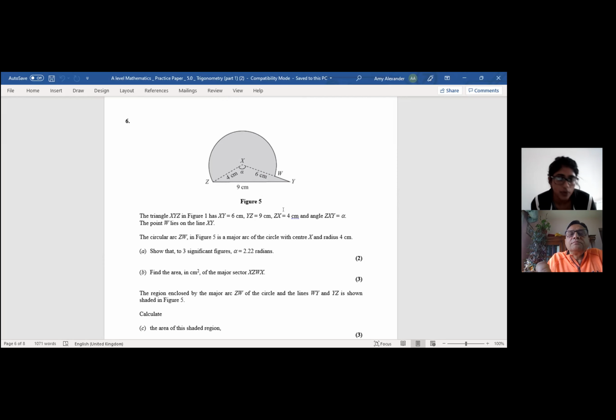Part A, show that to 3 SF alpha is 2.22 radians. Okay, so alpha is 2.22. So how will you do it? Tell me.